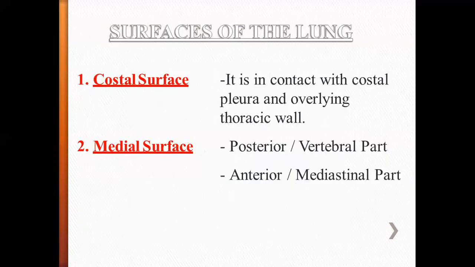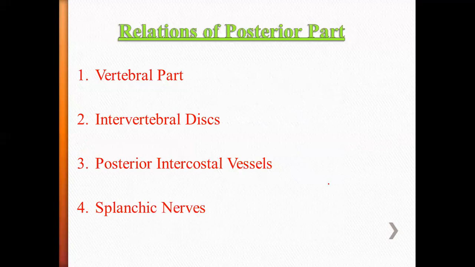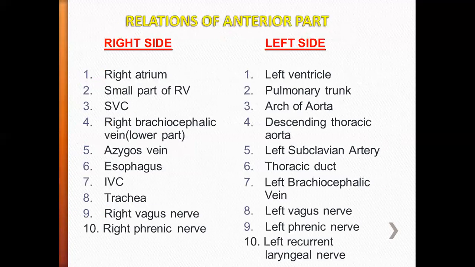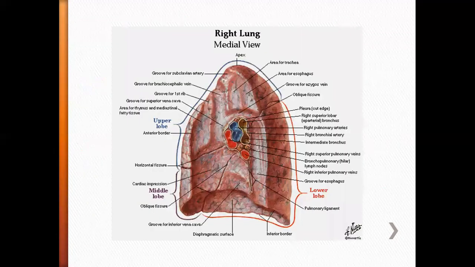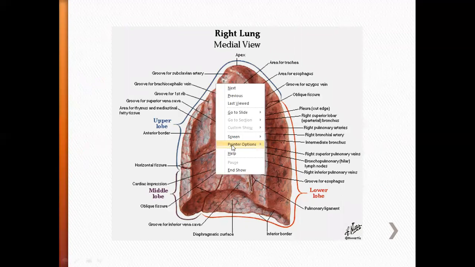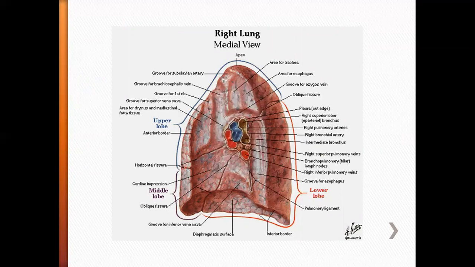Okay. So next one is the medial surface. Let's concentrate on the medial surface. Why am I telling you to concentrate on the medial surface now? They have so many related structures. Let's see the right lung. Before going to that, I wanted to show you the fissures here. This is our right lung. Can you see this fissure running from this part to this part?